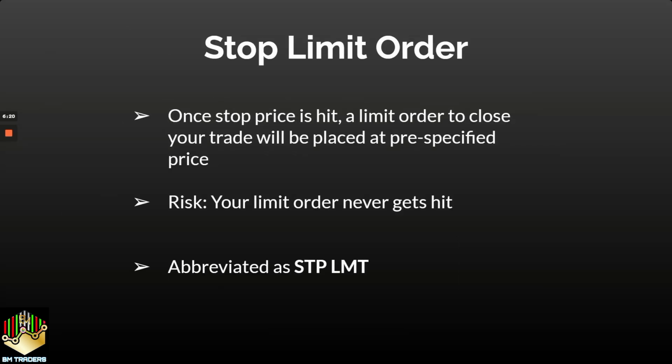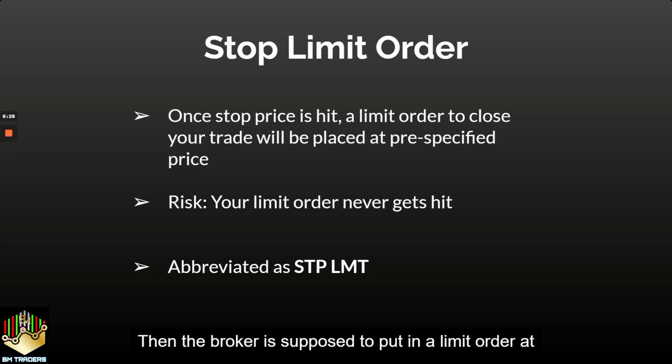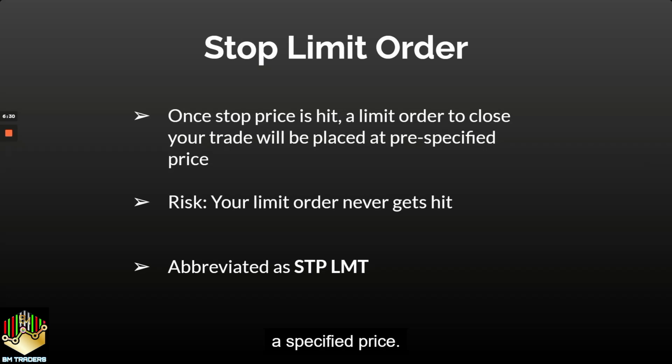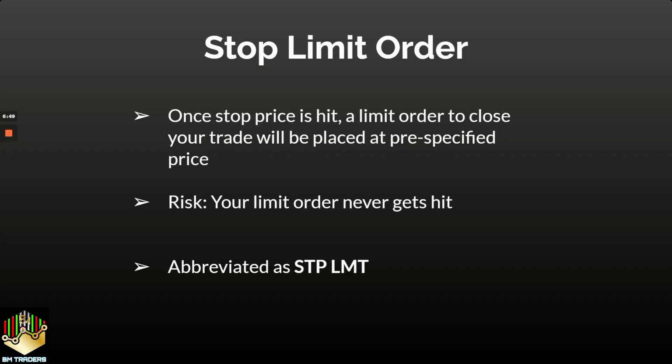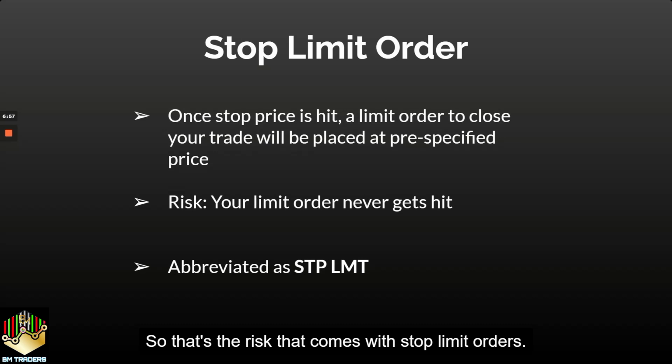A stop limit order. A stop limit order says that once the stop price is hit, then the broker is supposed to put in a limit order at a specified price that you will specify before you put your stop limit order. So the order will be placed at that specified price and that is intended to close your position. Now the risk with that is, let's say your stop is hit, but the market is too fast and your limit order never gets hit and market keeps going against you. So that's the risk that comes with stop limit orders.